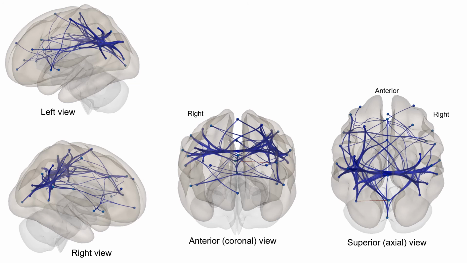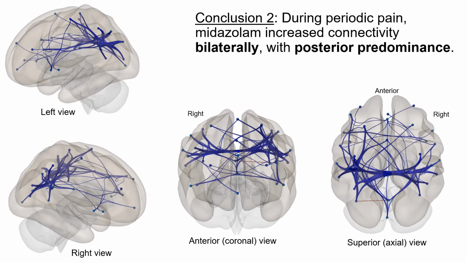This can also be viewed anatomically, and in this multi-view figure, where the width of the lines indicate the magnitude of functional connectivity change, we see bilateral distribution of functional connectivity increase under midazolam. And you can see there's a predominance of posterior changes compared to more anterior nodes.